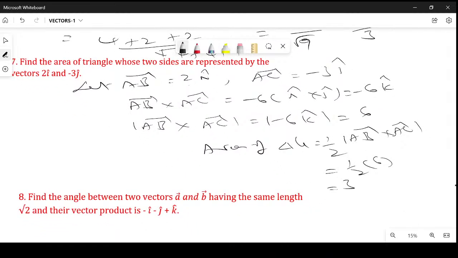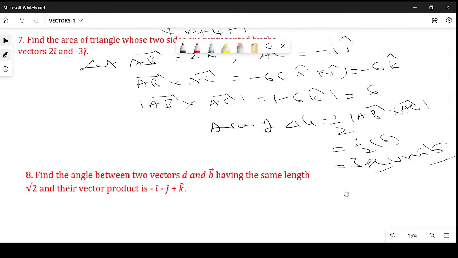Simple problem. If we know the basics, it is easy to solve the problem. So you can write now 3 square units. Simple one. Right.